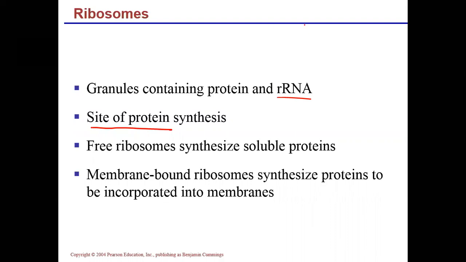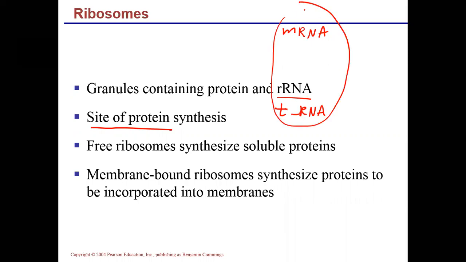We have three different types of RNA. You have messenger RNA, you have rRNA, and you have transfer RNA. I need to revisit protein synthesis to give you the job of each of those. But what is important right now is that rRNA is part of the ribosomes.